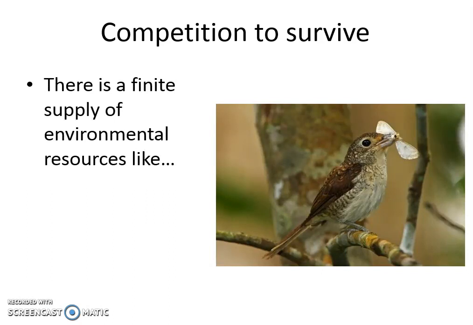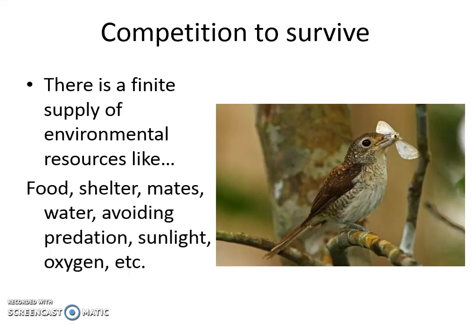There's a finite supply of environmental resources, and so there's this struggle for existence, as Darwin put it. And that could be food, shelter, finding a mate, avoiding predators. It could also be things like sunlight, water, oxygen. If you're an aquatic organism, oxygen is going to be really important. For plants, sunlight is a factor. So all of these are going to influence who survives and who doesn't.